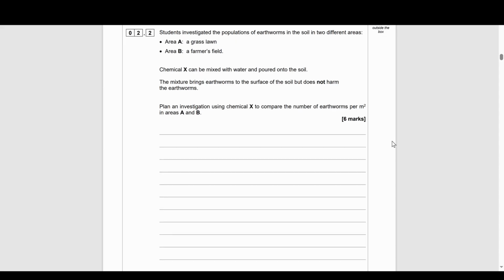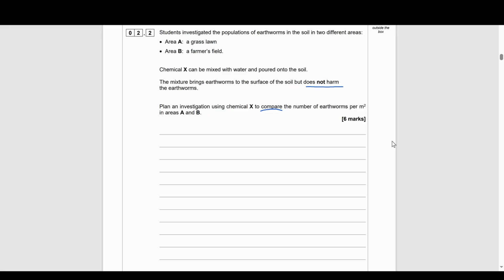2.2. Students investigated the populations of earthworms in the soil in two different areas. Area A, a grass lawn. Area B, a farmer's field. Chemical X can be mixed with water and poured onto the soil. The mixture brings earthworms to the surface of the soil, but does not harm the earthworms. Plan an investigation using Chemical X to compare the number of earthworms per meter squared in areas A and B.